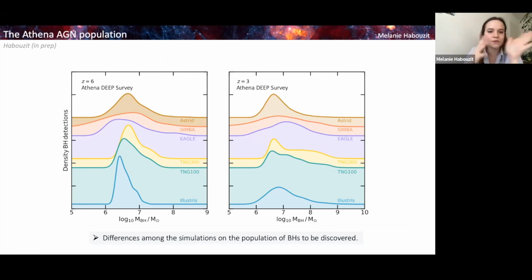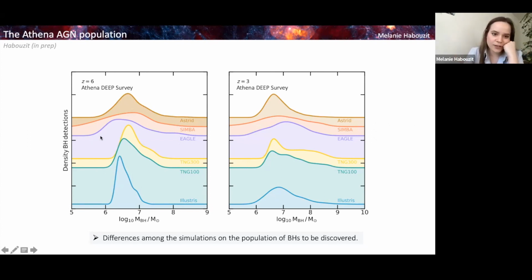So here at redshift 6 and at redshift 3 for all the simulations. Again, Athena will see black holes of 10^6 and higher. So basically at high redshift, we will find black holes of 10^6 to 10^7 solar mass. For most of the simulations, that's the case, for Illustris, for the TNGs, for the ASTRID simulation, but according to some simulations, we will also see black holes of lower mass than 10^6.